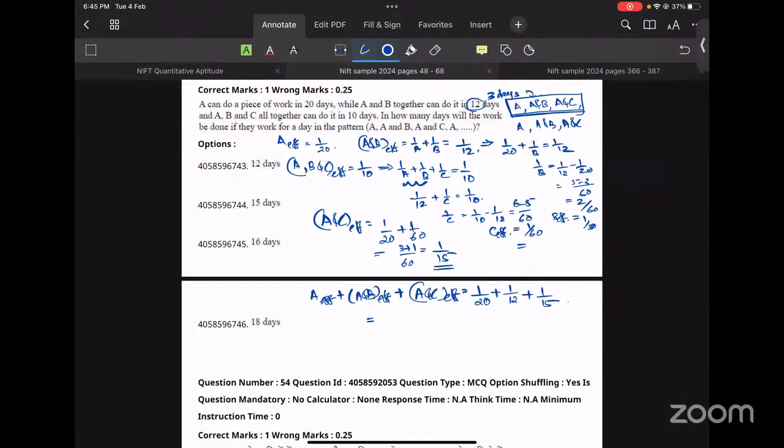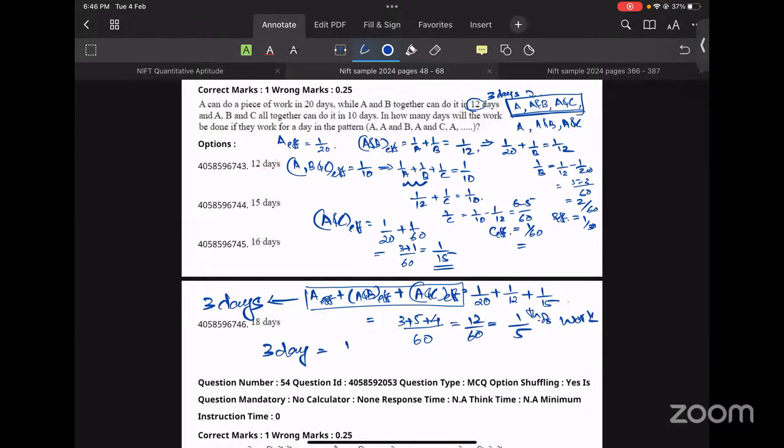So over here, this is 1 unit of work. You can take an LCM of 60. 3 plus 5 plus 4. That is 7 plus 4, 12 by 60. That is 1 by 5. Okay. So 3 days. This is actually 3 days' work. Okay. So in 3 days, they will be finishing 1 by 5th of total work. So 3 days equal to 1 by 5th of work.